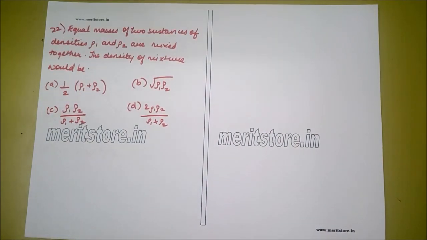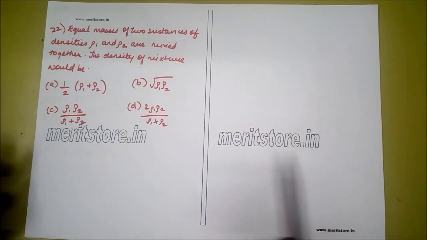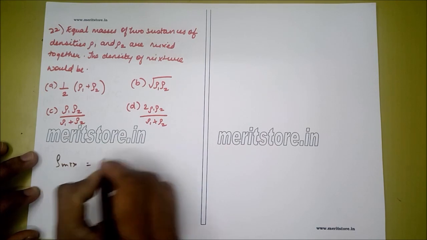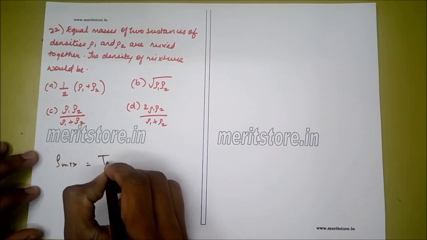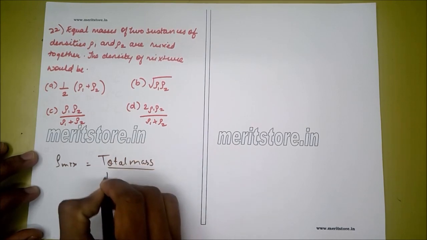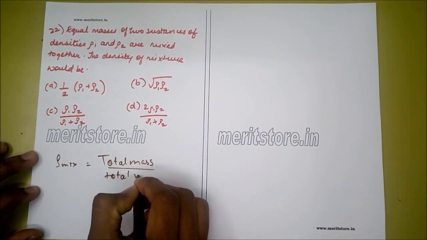Equal masses of two substances of density ρ1 and ρ2 are mixed together. The density of the mixture would be, the options given are half of ρ1 plus ρ2, root of ρ1 ρ2, ρ1 ρ2 upon ρ1 plus ρ2, and the last option is 2 times ρ1 ρ2 upon ρ1 plus ρ2. Now the density of the mixture, ρ mixture, would be nothing but total mass upon total volume of the mixture.